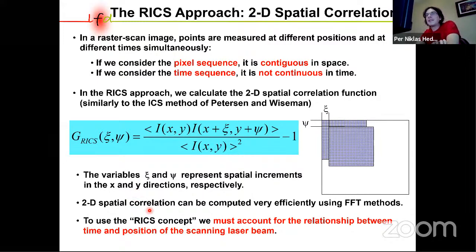You might think, oh, these are a lot of calculations, so maybe this will take a long time. But actually, you can use fast Fourier transform methods to calculate this very efficiently. Again, in the practical session, you will see it will only take a second or so to do the calculation for the entire image. So in this RICS analysis, we must account for the relationship between time, position of the laser scanning beam.